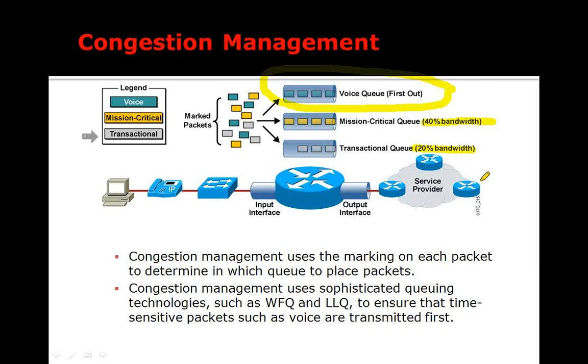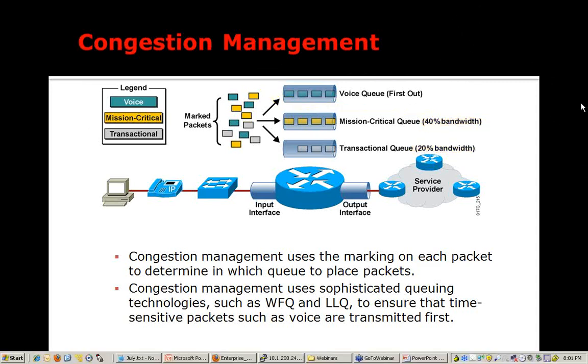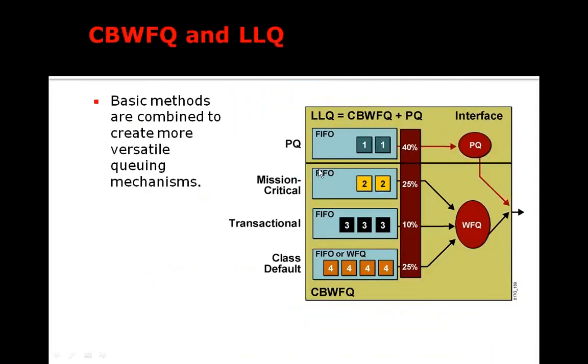So it does allow us to utilize the bandwidth much better and gives us some capabilities that we otherwise don't have on the network. So we'll talk about class-based weighted fair queuing and low-latency queuing in a little more detail so you can understand how these tools work for us on our networks. So class-based weighted fair queuing and low-latency queuing, that's CBWFQ and LLQ.